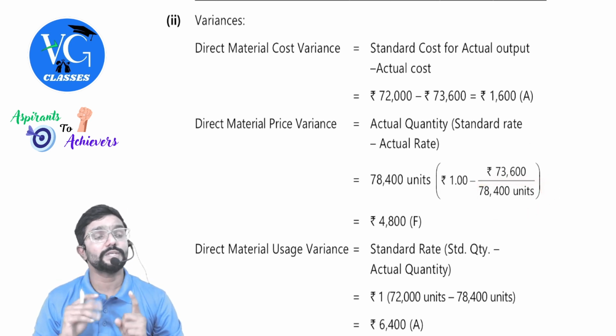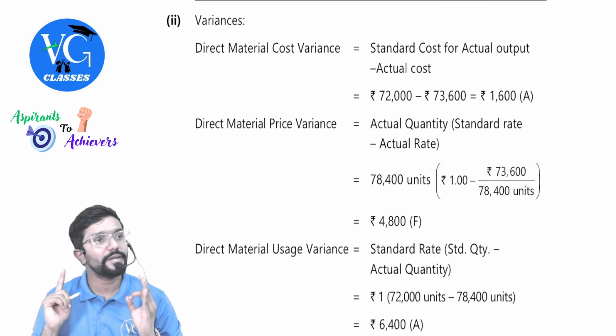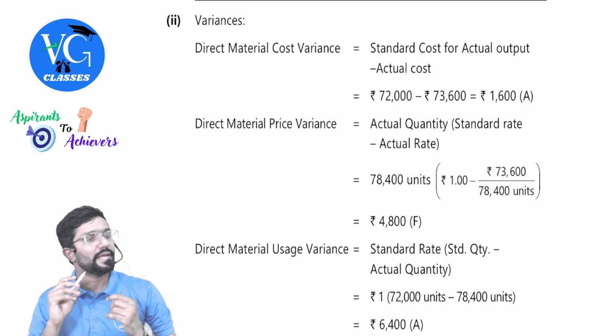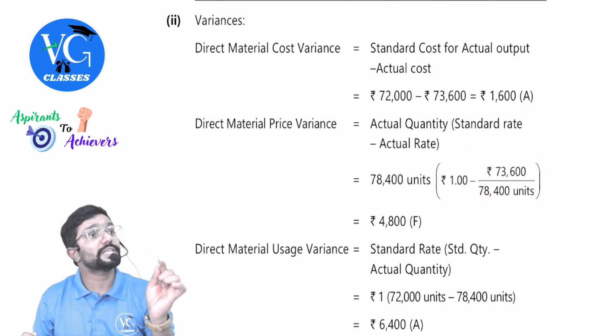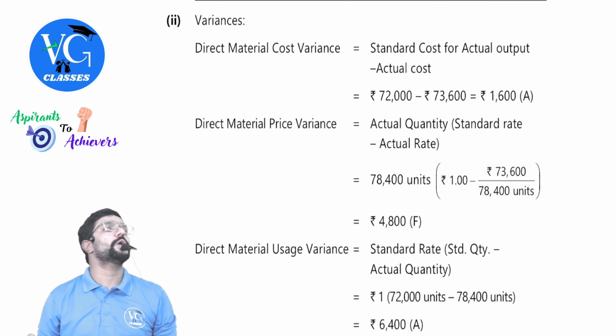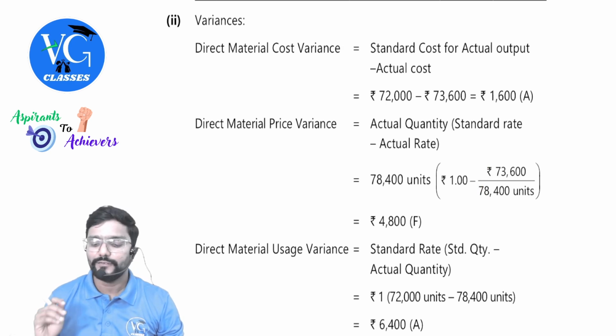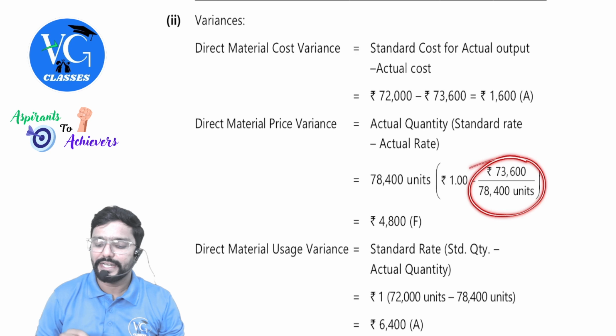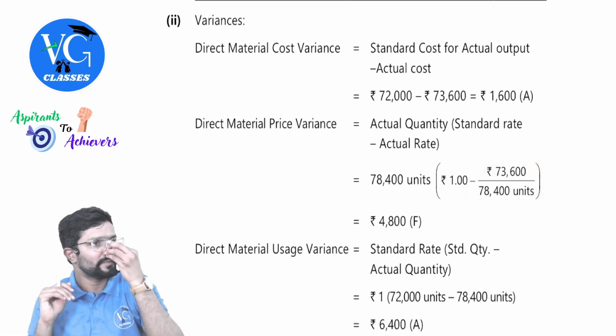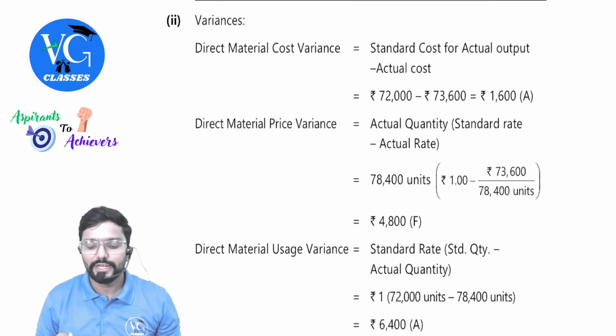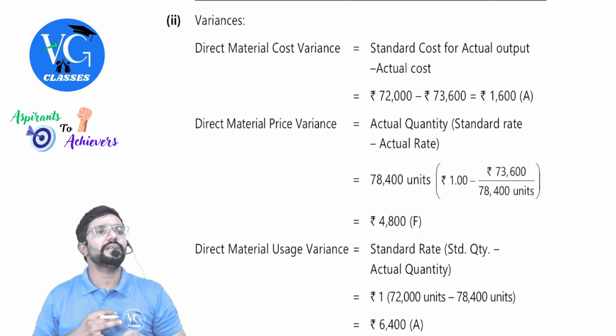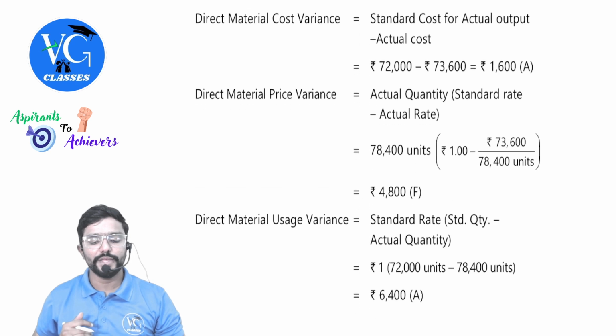72,000 is output, whereas 78,400 is input. Clear? Here we are supposed to take the actual rate per kg of raw material. Per kg of raw material. And I guess you will get decimals. That is why they just kept it like that. Clear? Yes, sir. So finally you will get how much, guys? 4,800 favorable. Then usage variance.